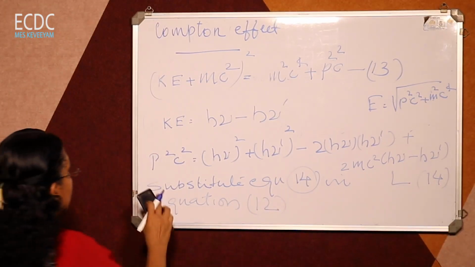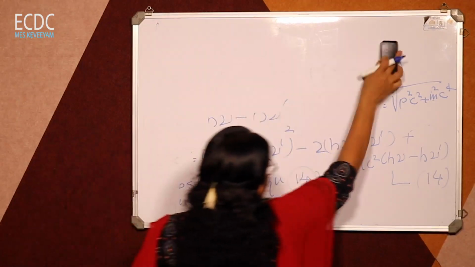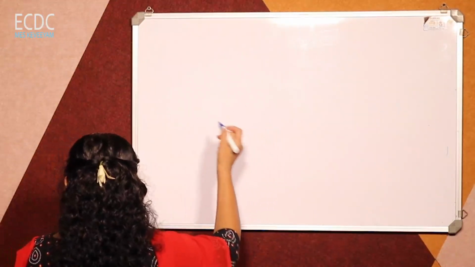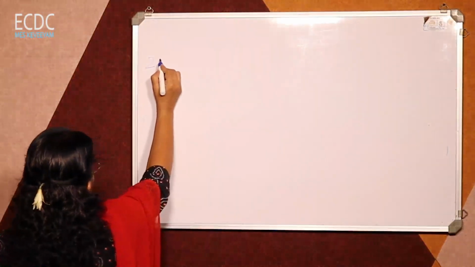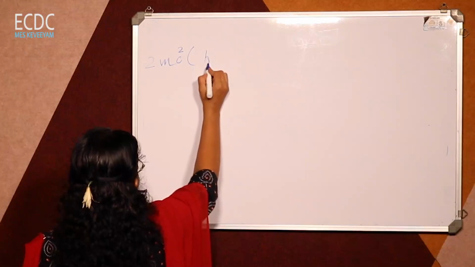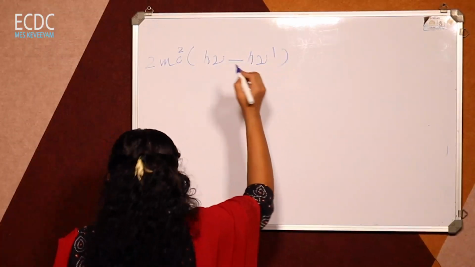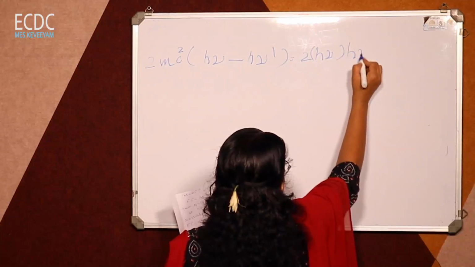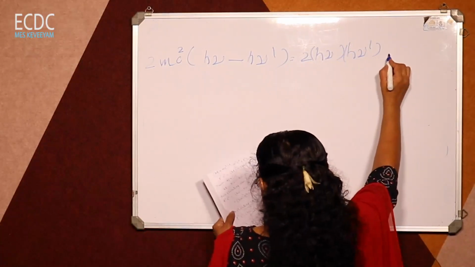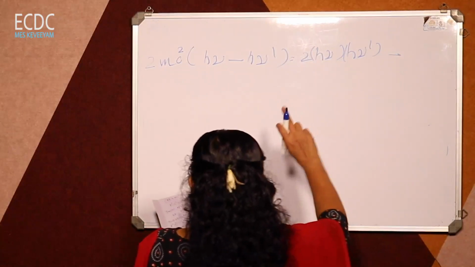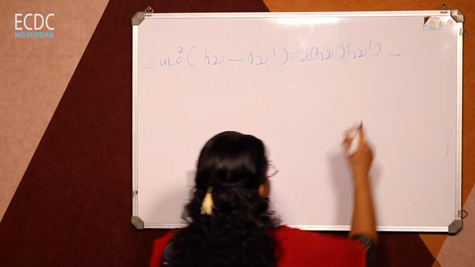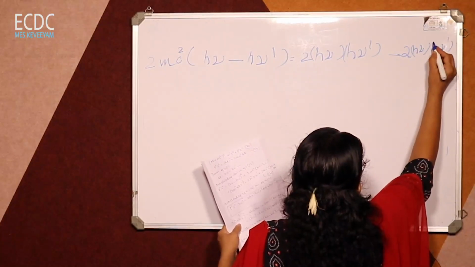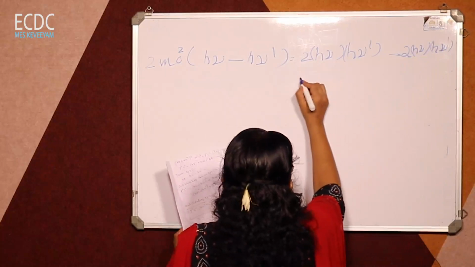Equation 12, you will obtain the expression. By rearranging, you will get the final expression as 2mc squared (hν minus hν′) equal to 2hν′ minus 2mc squared hν′... that is equal to 2hν′ minus 2hν′ cos φ.